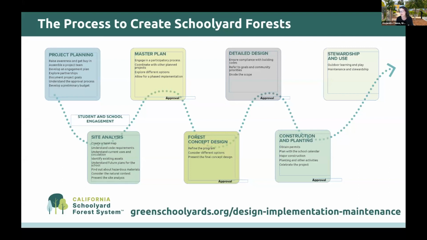And then moving to construction and planting. Again, planning with the school calendar is important. Maybe heavy construction should be done when school is not in session, but then saving planting, mulching, and other activities that can be done with students for during the school year. And then at the end, obviously, stewardship and use, which is as important as all the other steps.